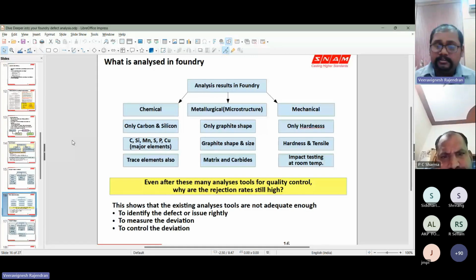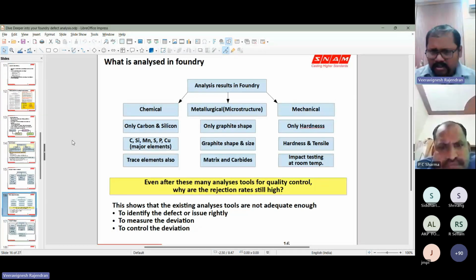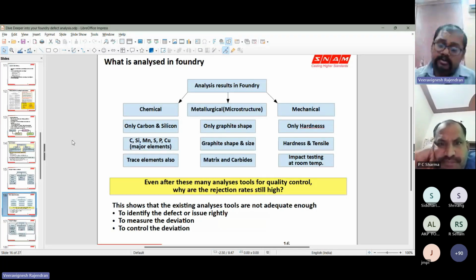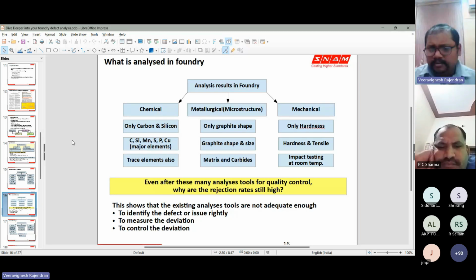Even after having so many techniques, so many quality controls, so many levels of checking available, why are the rejection rates still high? What it actually tells is that maybe the existing analysis tools are not adequate enough, or not competent enough, or not at the level to identify or diagnose the defect which is coming up. The identification of the defect or the issue is not done the right way, or the deviation is not measured in the right way, or it is not being used in a proper way to control the deviation.